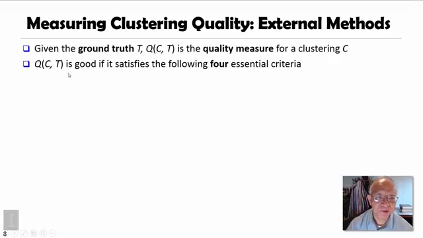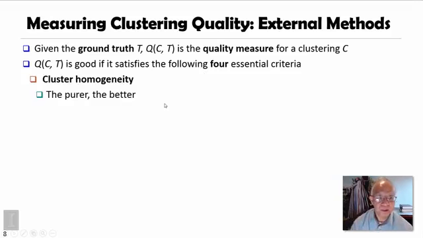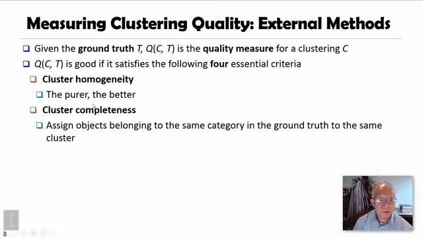The function Q of C, T is good if it satisfies the following four essential criteria. The first one is called cluster homogeneity. That means we want the clusters formed to be pure. That means the objects are in the same cluster. So the purer, the better, of course. The second one is called cluster completeness. That means we want to assign objects belonging to the same category in the ground truth to the same cluster.